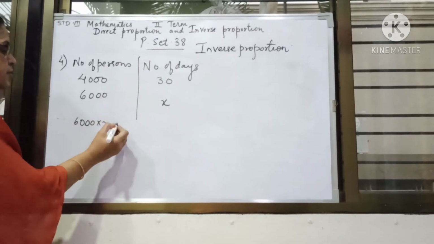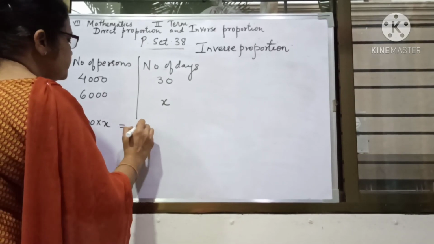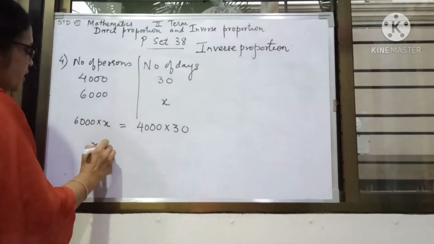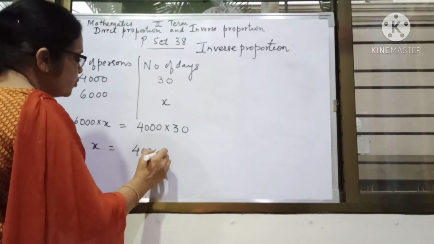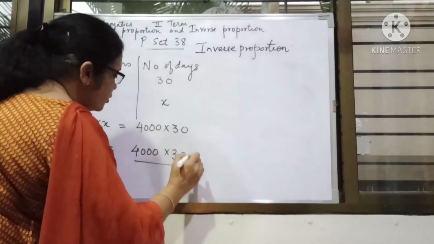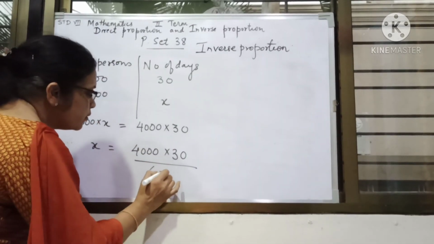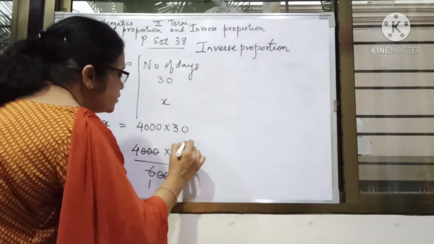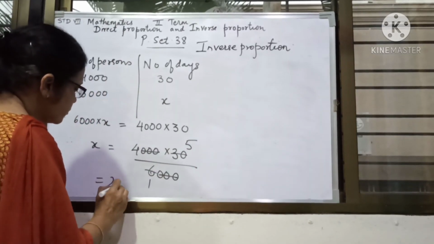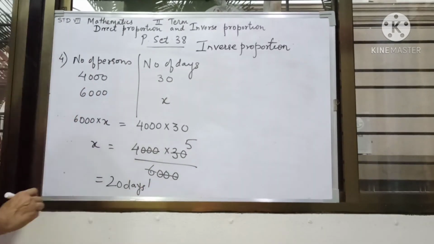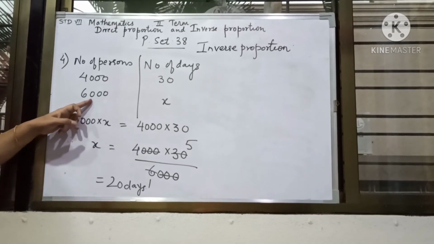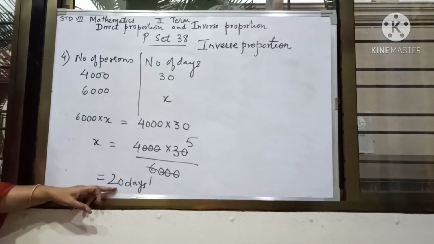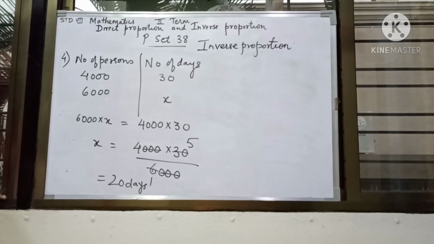6,000 into x is equal to 4,000 into 30. Therefore, x is equal to 4,000 into 30 upon 6,000. 6 1s are 6, 6 5s are 30. So for 6,000 persons, the stock will last for 20 days. Here the days are reduced. This shows the inverse proportion.